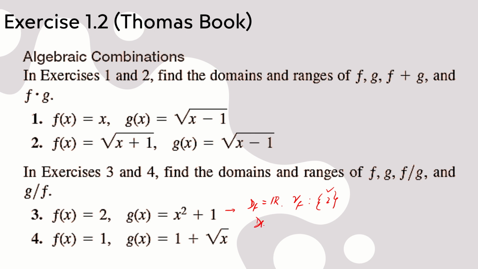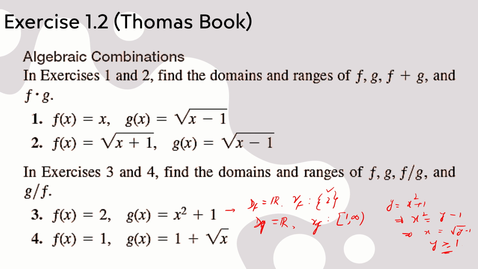Whereas the domain of g for the second function will be again all real numbers because it's x square plus 1. Whereas the range of this function will be real numbers starting from 1 and going to infinity, which can be simply found by taking y equal to x square plus 1, then x square equals y minus 1, then x equals under root y minus 1, and the square root is defined with y greater than or equal to 1. So the range of g will be 1 to infinity.